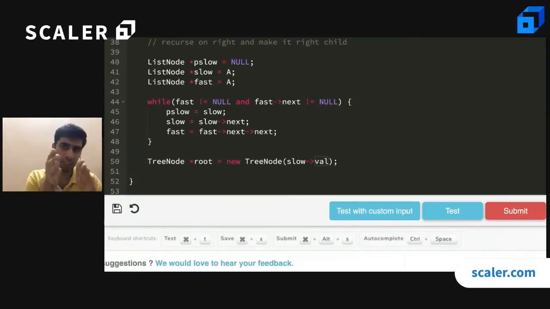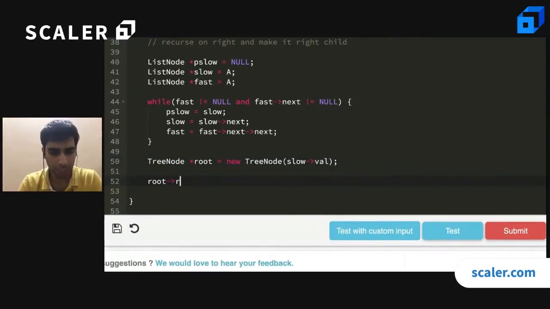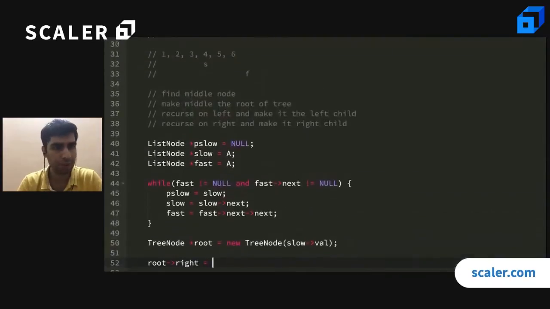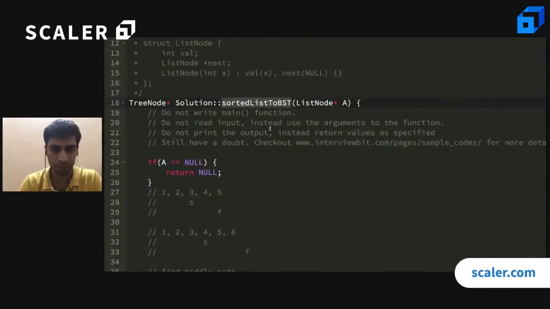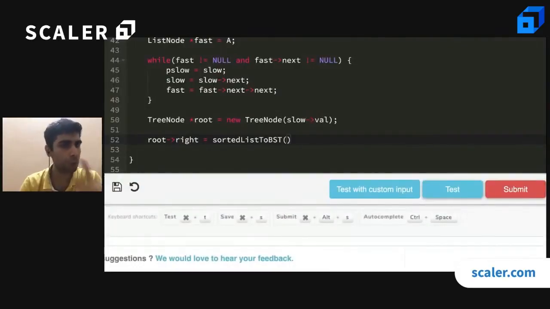So now I know this, then I have to do two recursions, right? The very first recursion will start from the right side. So I can say root right is equal to just recursing this sorted list to BST, but now the node will change to slow next. Okay, because that is what is going to be the right side. So that is one thing that we can do.